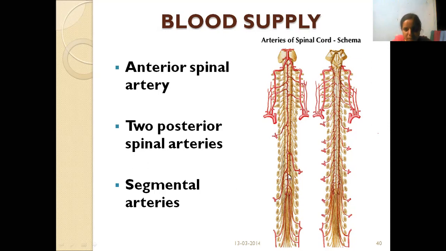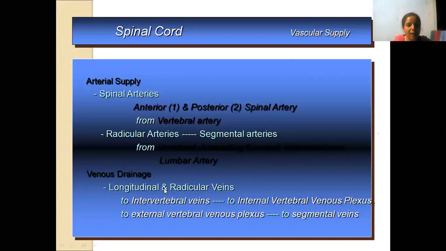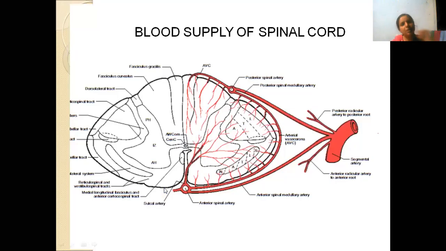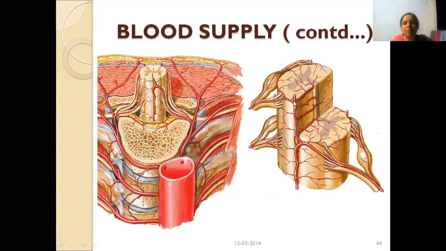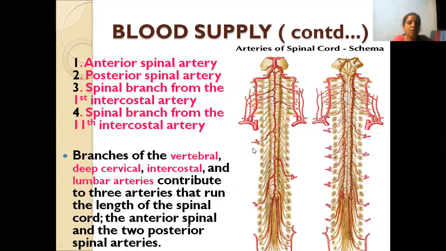Apart from that, you can see many arteries throughout the vertebral column. These branches are called segmental arteries. All these arteries form an extensive network inside the spinal cord. To split these, we have one anterior spinal and the posterior spinal. Then there is a spinal branch coming from the first intercostal artery, and one spinal branch coming from the 11th intercostal artery, this is the 11th one. Then branches of the vertebral artery.